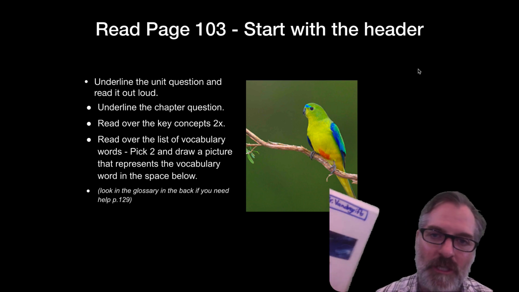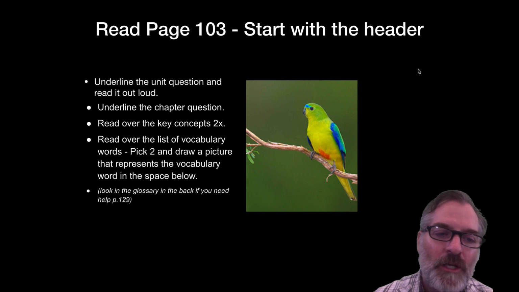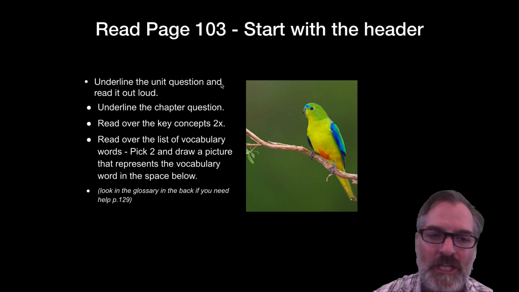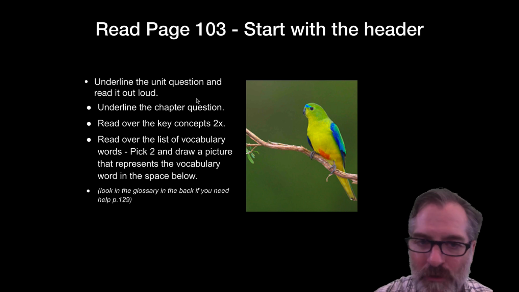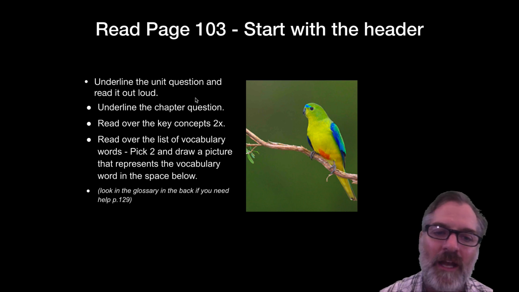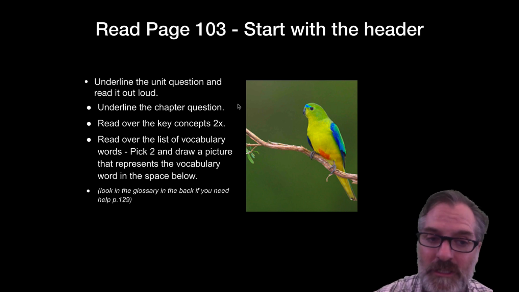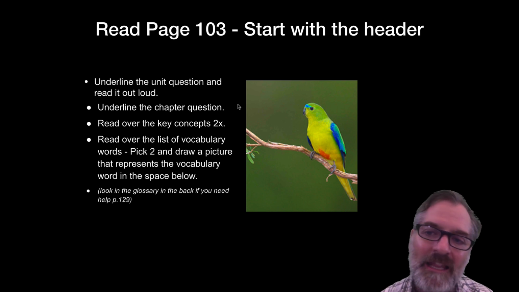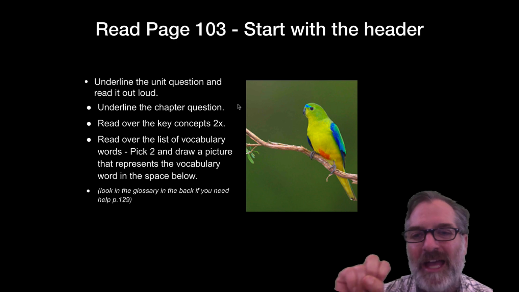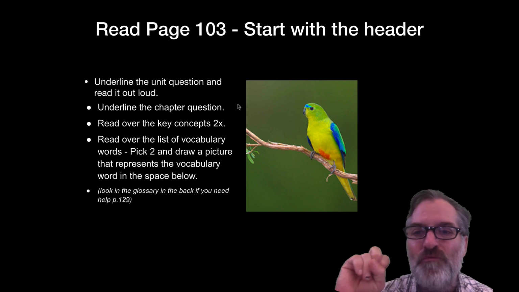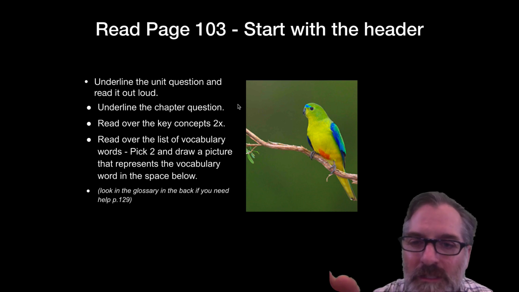Now, if you'd go ahead and go to page 103 in your Moon Jelly booklet, go ahead and underline the unit question and read it aloud. And then go ahead and underline the chapter question and read that aloud as well. Read over the key concepts, and if you would do that 2 times in a really soft voice, but read it really quiet.